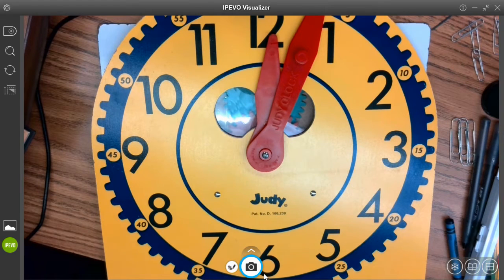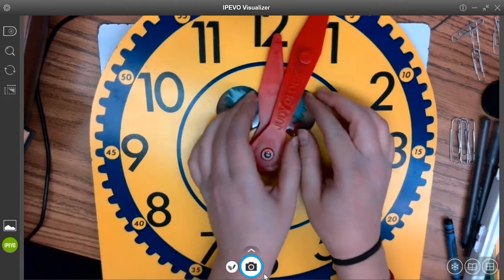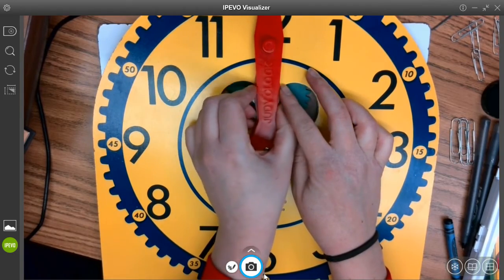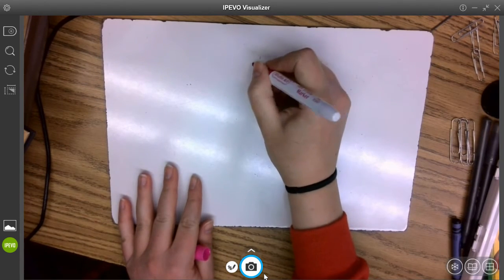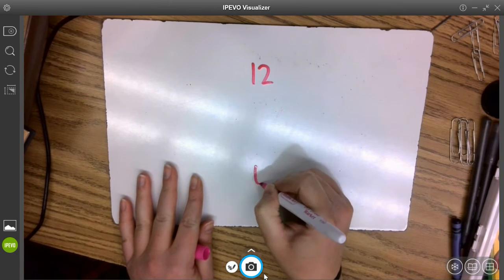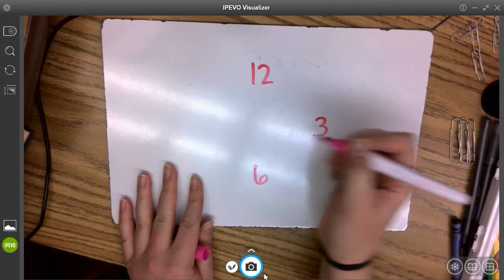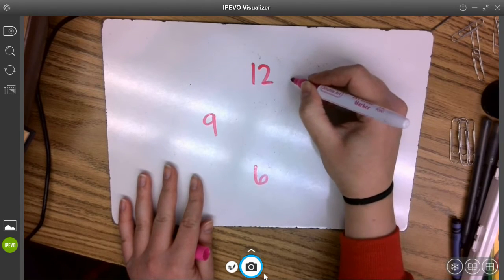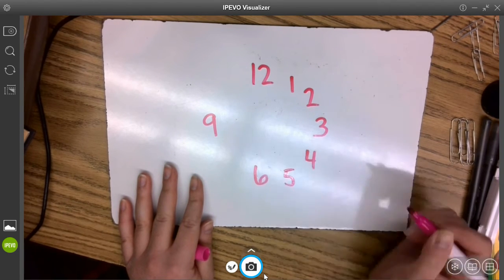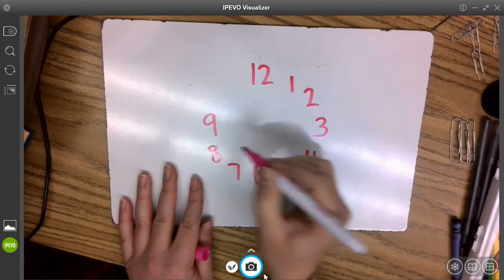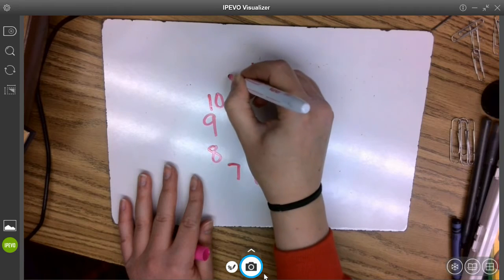We talked last time about, or we learned about the hour hand. And we learned that the hour hand points to the numbers. And as it points to the numbers, we can see the time changing. So we have a 12, we have a 6, we have a 3, we have a 9, 1, 2, 3, 4, 5, 6, 7, 8, 9, 10, 11, 12.